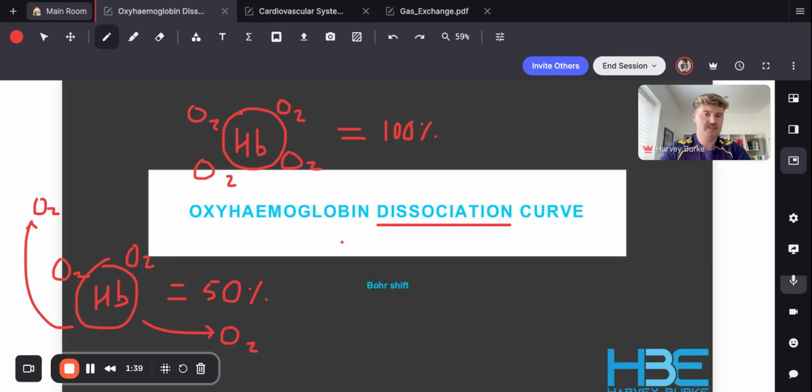And what this whole topic is looking at is when is hemoglobin more likely to dissociate from oxygen? And when is it more likely not to do that? When is it more likely to associate with oxygen? And when is it more likely to dissociate with oxygen? And that's what the Bohr shift is showing.